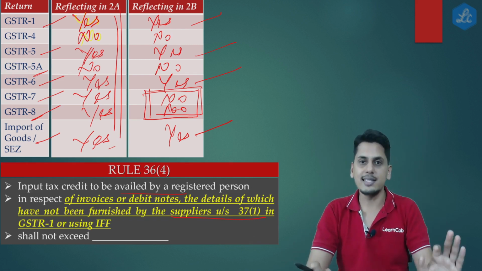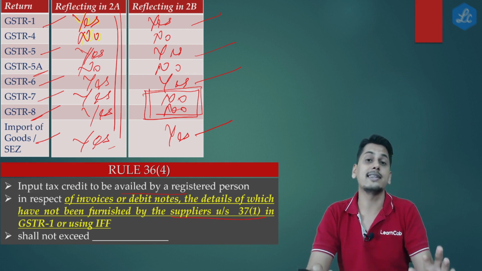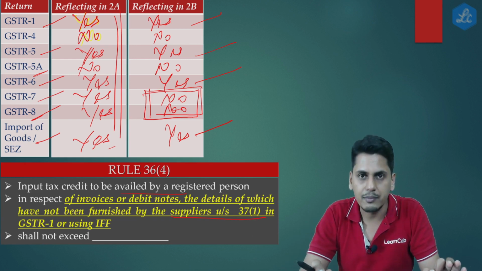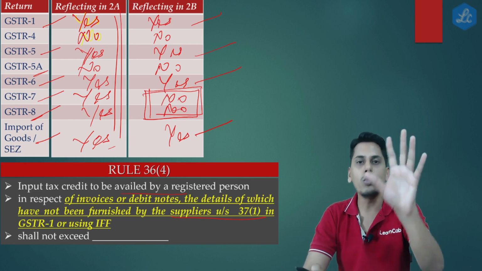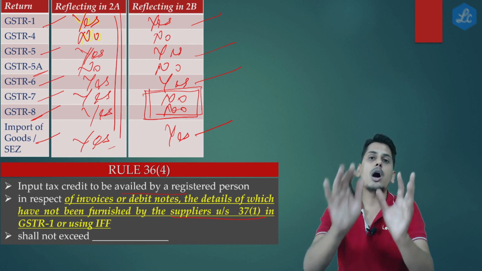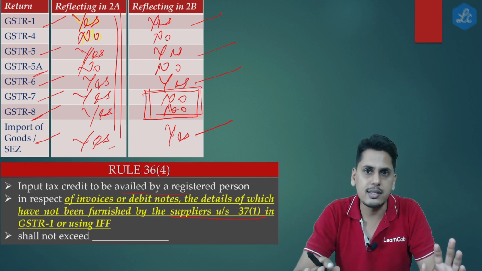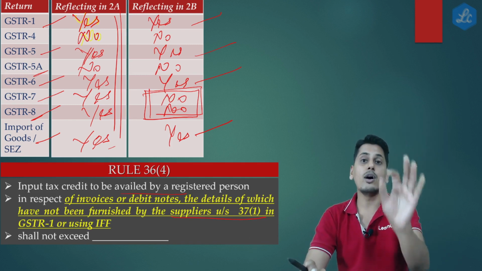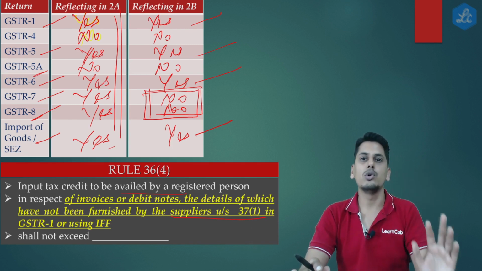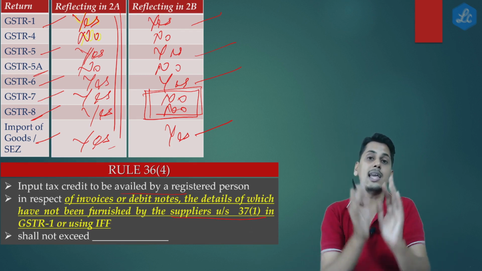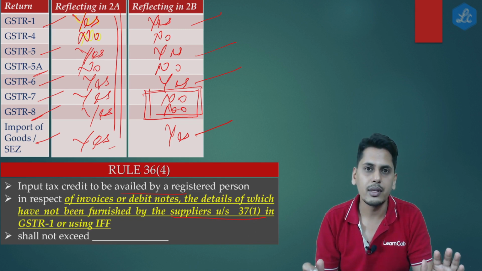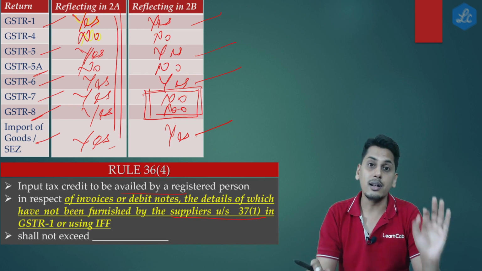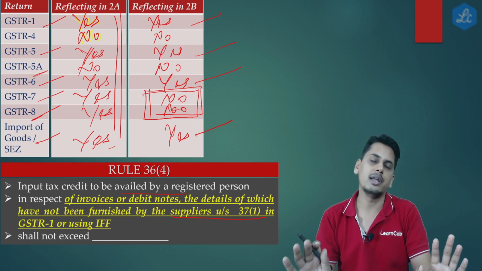The applicability of 36 sub rule 4 will come into existence only for those documents the source of which is GSTR 1. For example, you are a supplier, I am a recipient, you are a regular taxable person, you make supplies to me, you do not include this particular invoice in your GSTR 1, it doesn't come into 2B, but I have received the invoice from you, I have received the goods, I have made you the payment. Can I take input tax credit? The answer is no. Because 36 sub rule 4 restricts me from taking the credit.